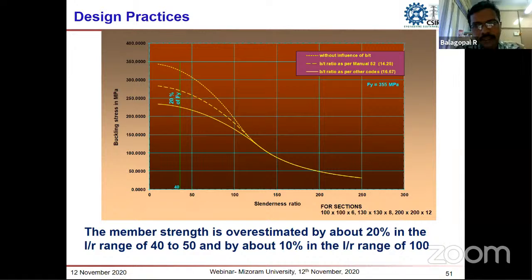That is a considerable reduction of stress in the inelastic buckling region. When we consider the slenderness ratio of 40, there is a drastic reduction in the yield stress. If we didn't consider the b/t ratio, then we will be overestimating the strength, and then we may experience premature failure of these angle sections during testing.